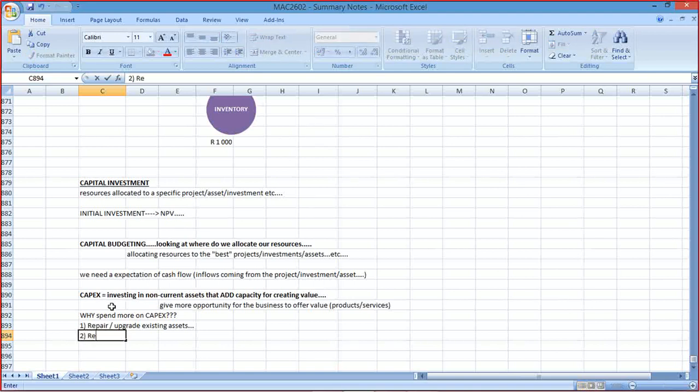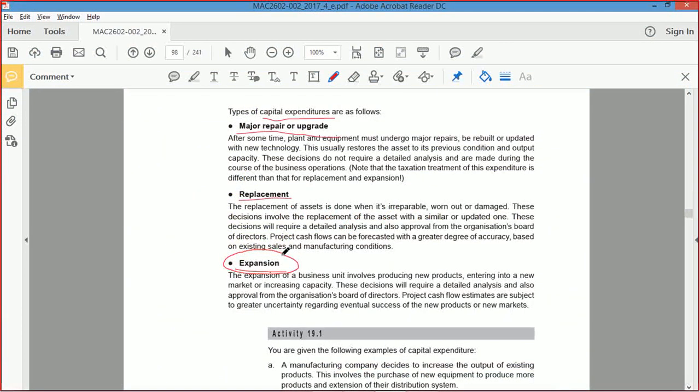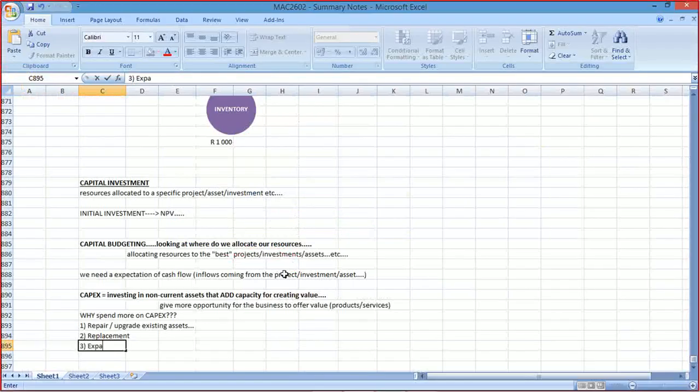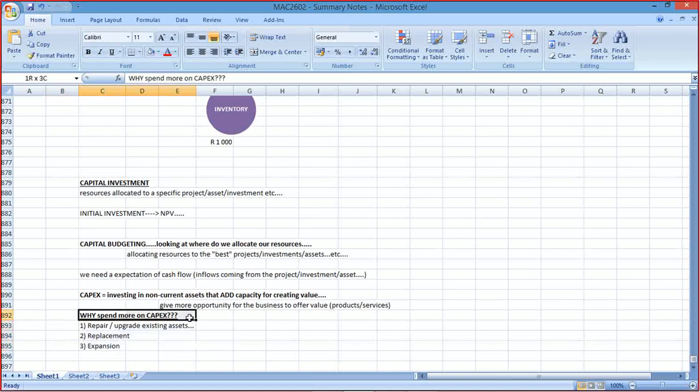The other reason could be replacement. Now I'm not buying a new lens, I'm buying a new camera, because the technology has improved. Now we're buying a camera with higher definition, more pixels and so on. Versus expansion, now I'm buying an extra camera. Does that make sense? Yes, sir. All three of those reasons would be motivation why you would spend money on CapEx.